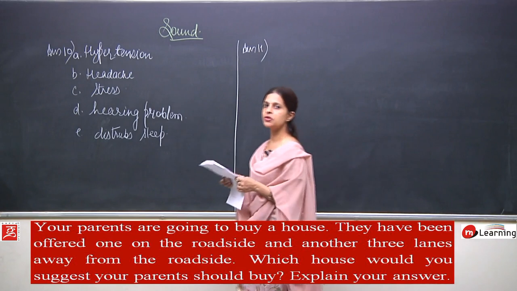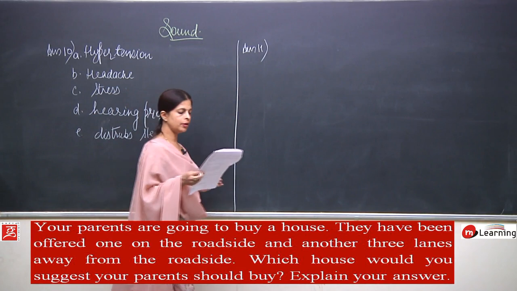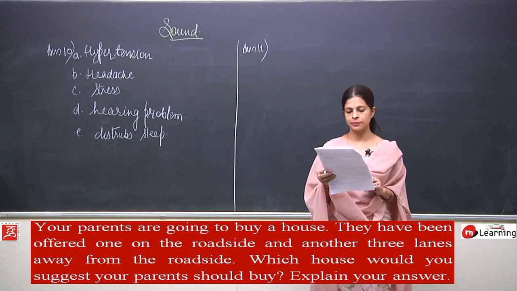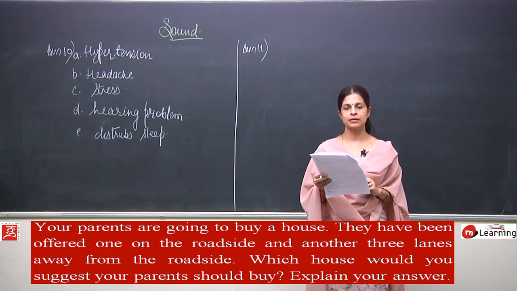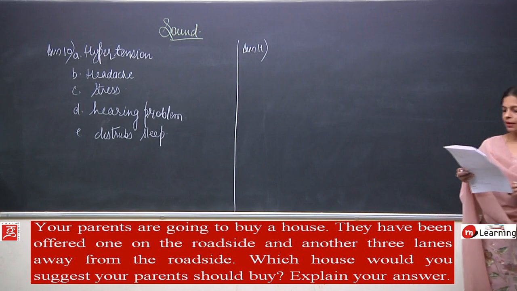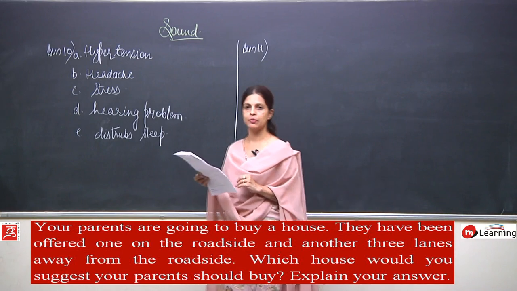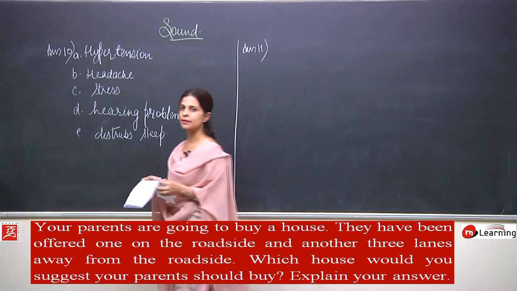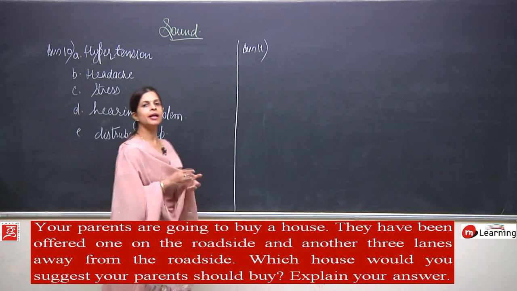So now we'll talk about question number 11, children. Your parents are going to buy a house. They have been offered one on the roadside and another three lanes away from the roadside. Which house would you suggest your parents should buy? Explain your answer. I'll repeat the question, children. Your parents are going to buy a house. They have been offered one on the roadside and another three lanes away from the roadside. Which house would you suggest your parents should buy? Explain your answer.